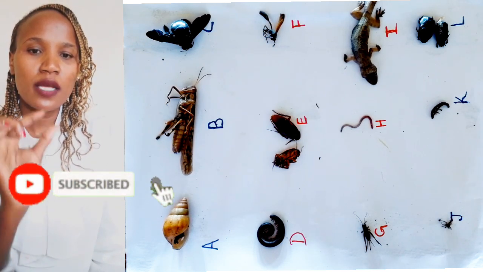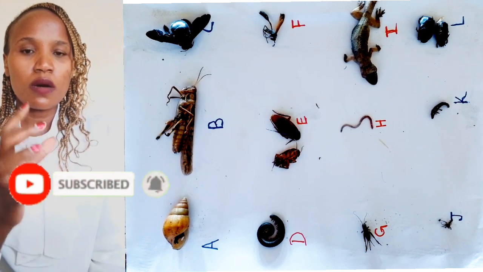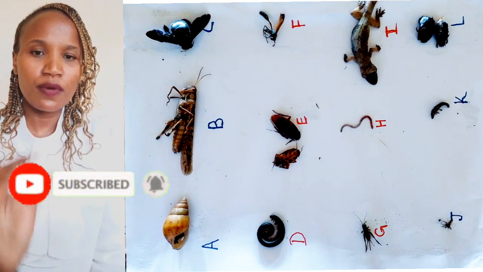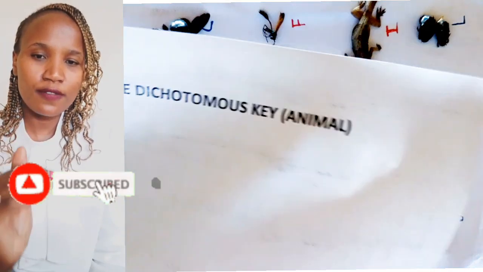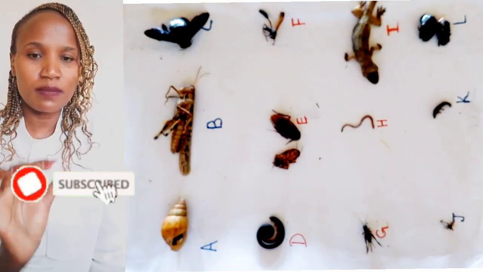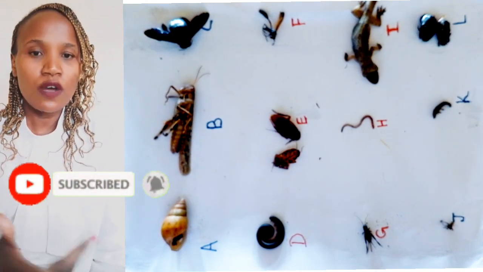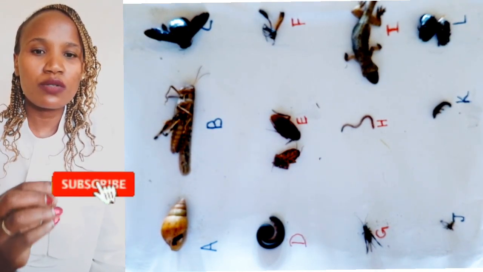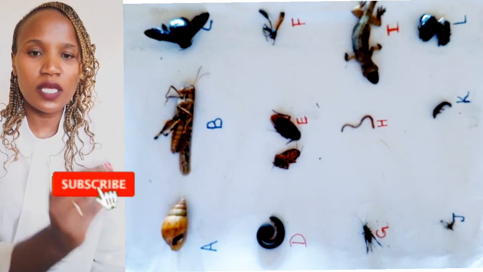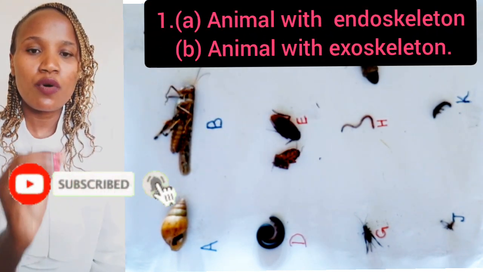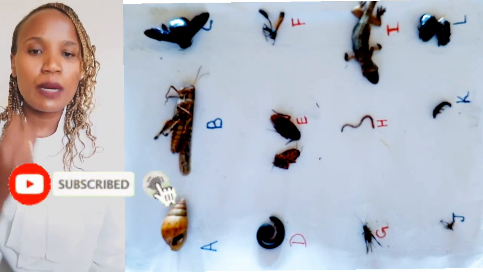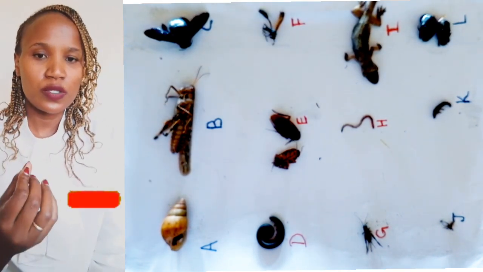For example, if you consider animal specimens and we are trying to make a first step, every step of the dichotomous key should have two questions or two statements that are contrasting. For example, when we are talking about type of skeleton, we could talk of animal with endoskeleton or animal with exoskeleton. So that is what we mean by couplet contrasting questions.